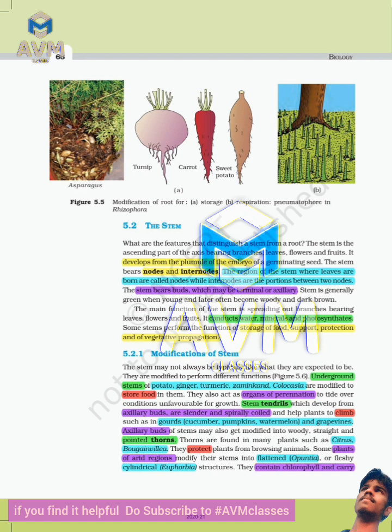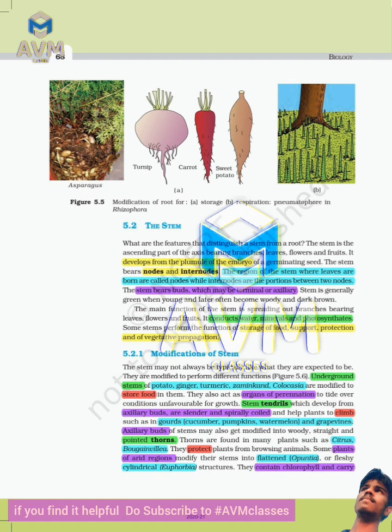5.2.1 Modifications of stem. The stem may not always be typically like what it is expected to be. They are modified to perform different functions. Underground stems of potato, ginger, turmeric, zaminkand, colocasia are modified to store food in them. They also act as organs of perennation to tide over conditions unfavourable for growth.